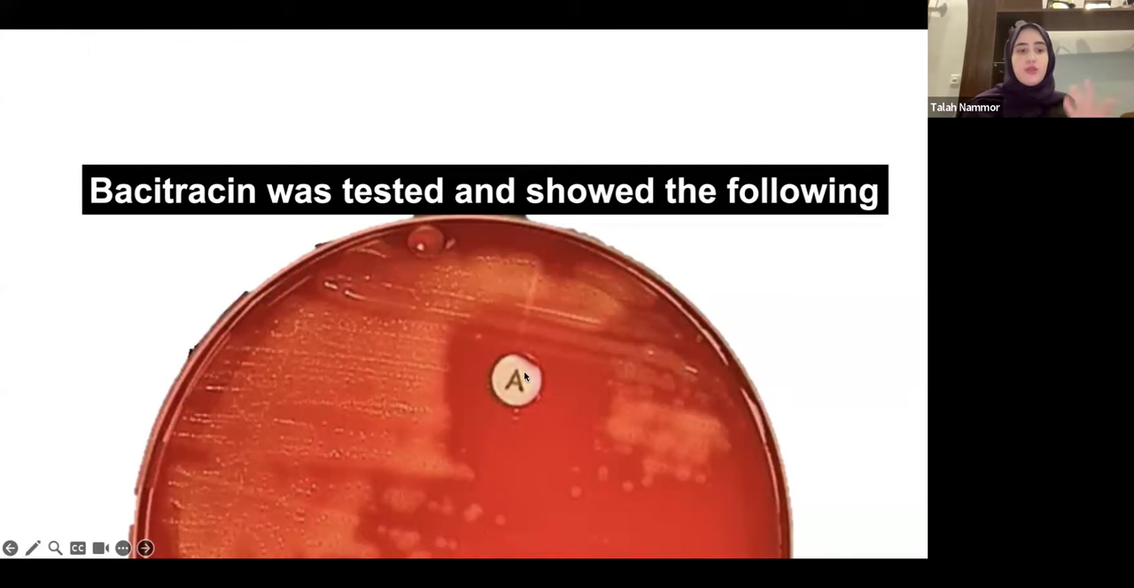This is all we need to know. So strep pyogenes is a gram-positive cocci in clusters, catalase negative, beta hemolytic, and it is sensitive to bacitracin. Now, if it was not sensitive to bacitracin, if it was resistant and we had growth in here, then we would think of strep agalactiae. Okay?